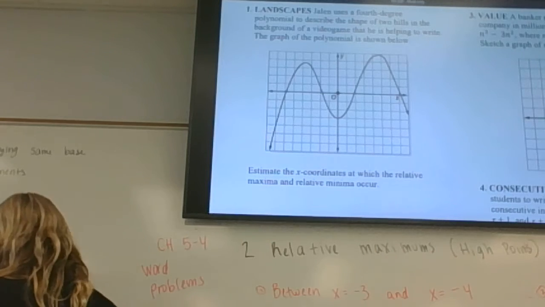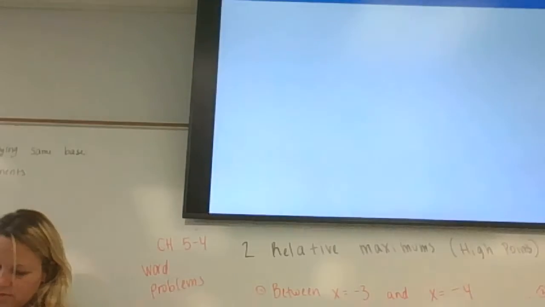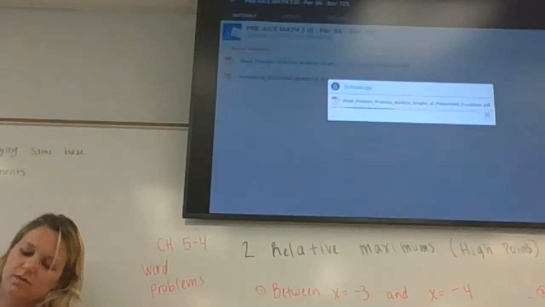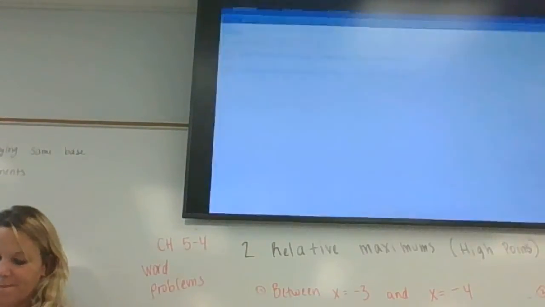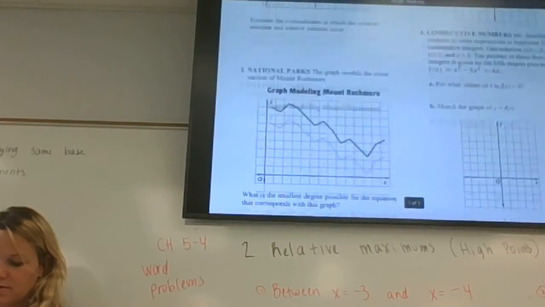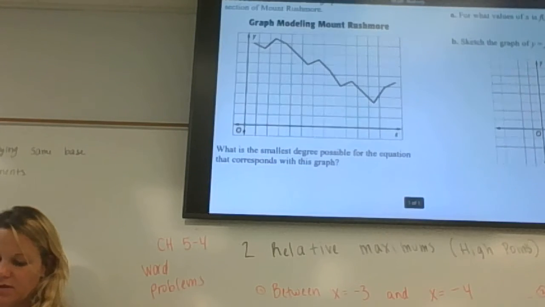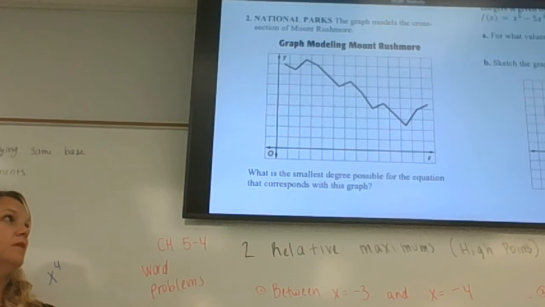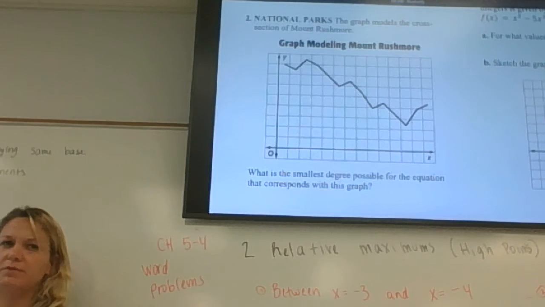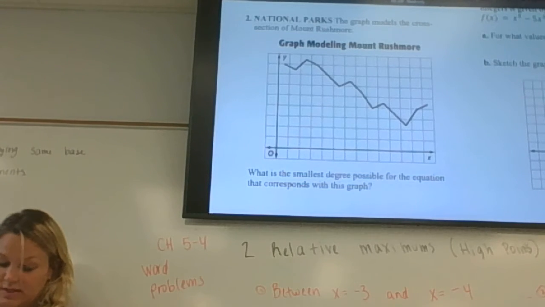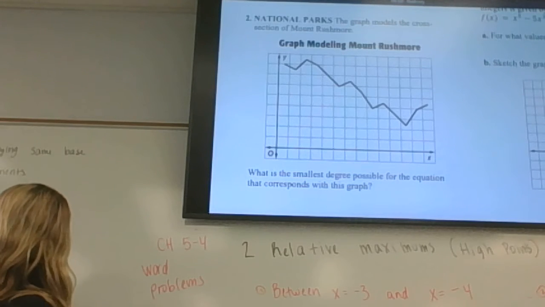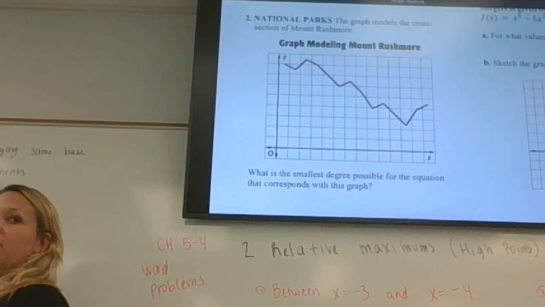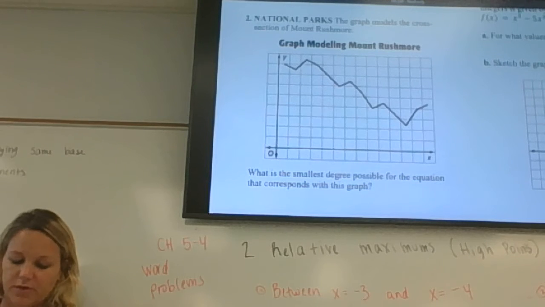Let's do another one. Okay. This is supposed to be the outline of Mount Rushmore. Have any of you been to Mount Rushmore? Oh, 2 people. Yeah. Okay. All right. So this has to do with the turning points definition that you wrote down, number 3.